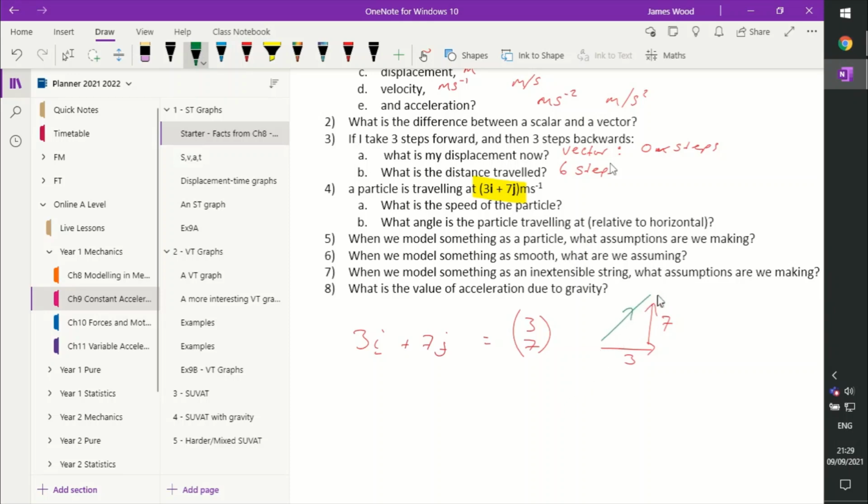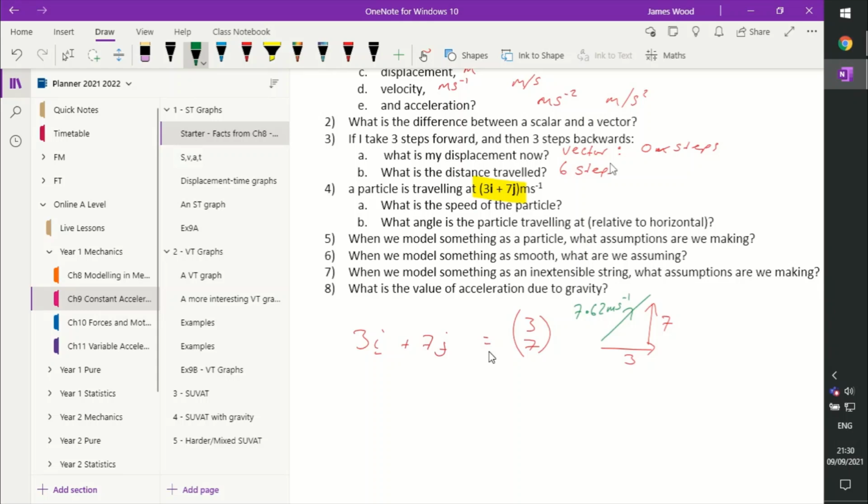Now, to work out this green length, this is going to be the overall speed. It's going 3 meters per second that way and 7 meters per second this way. So its overall speed we can just find by using Pythagoras, because this is a right angled triangle. So that's 3 squared plus 7 squared, square rooted. So that's root 58, or 7.62. So we've got a speed of 7.62, but the velocity, which would be a vector, is 3i plus 7j meters per second. So speed is a scalar, velocity is a vector.